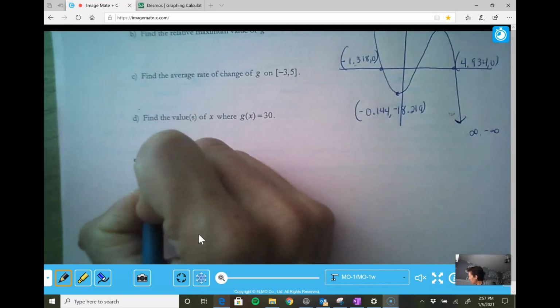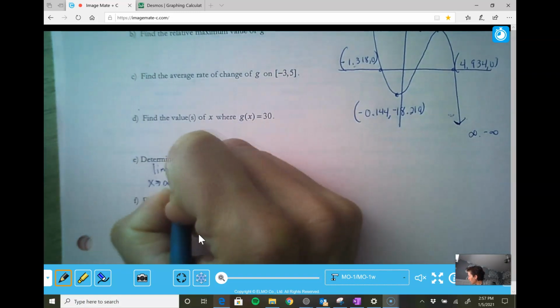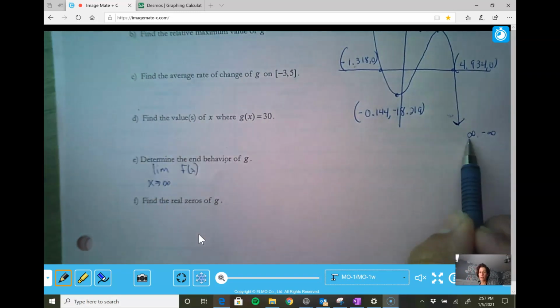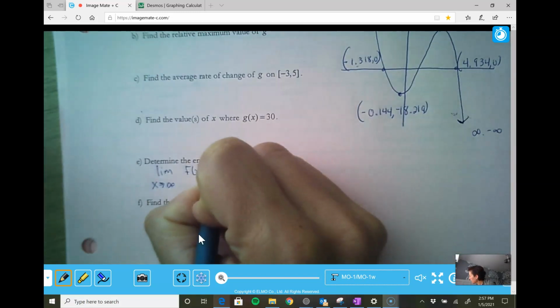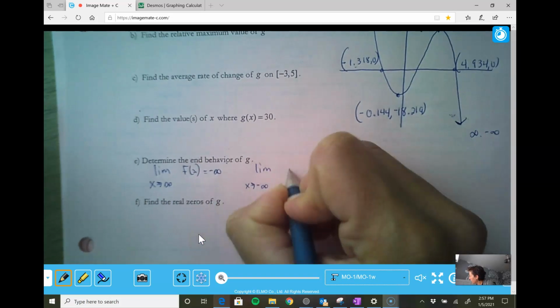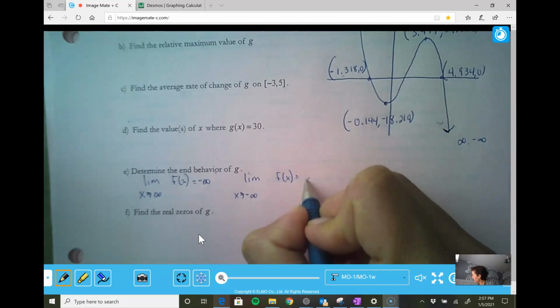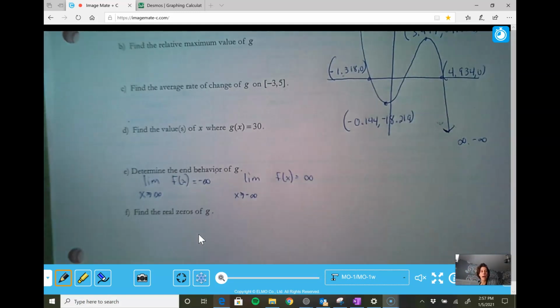E, determining the end behavior. So we write this big mammoth thing out. So if X is getting bigger, f of X, I have it over here. So as X is getting bigger, my Y's are getting smaller. And then I'll do this again, but for X to -infinity, and here's f of X right here, and that's getting bigger.